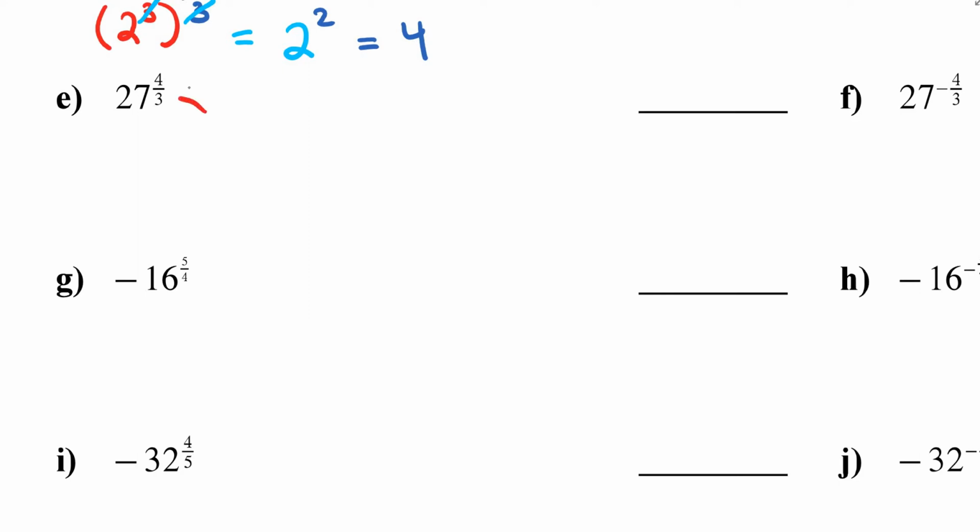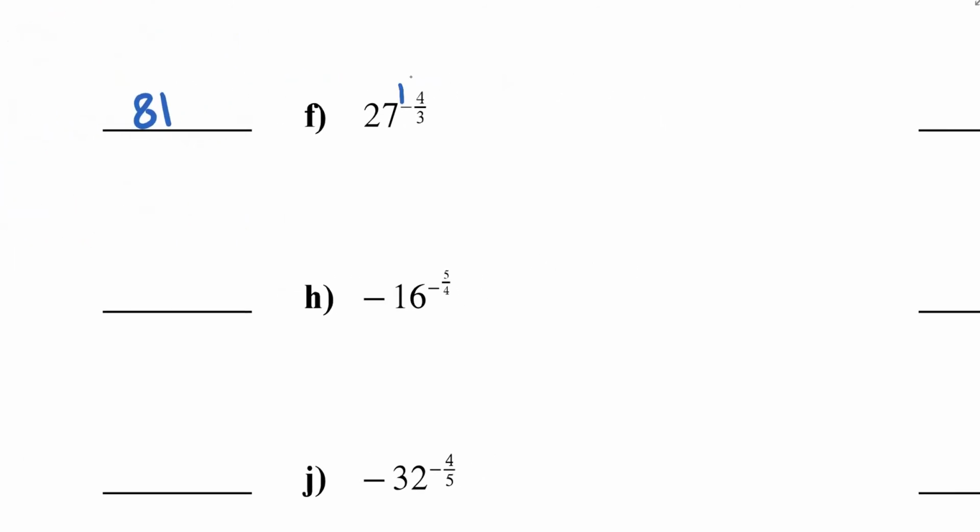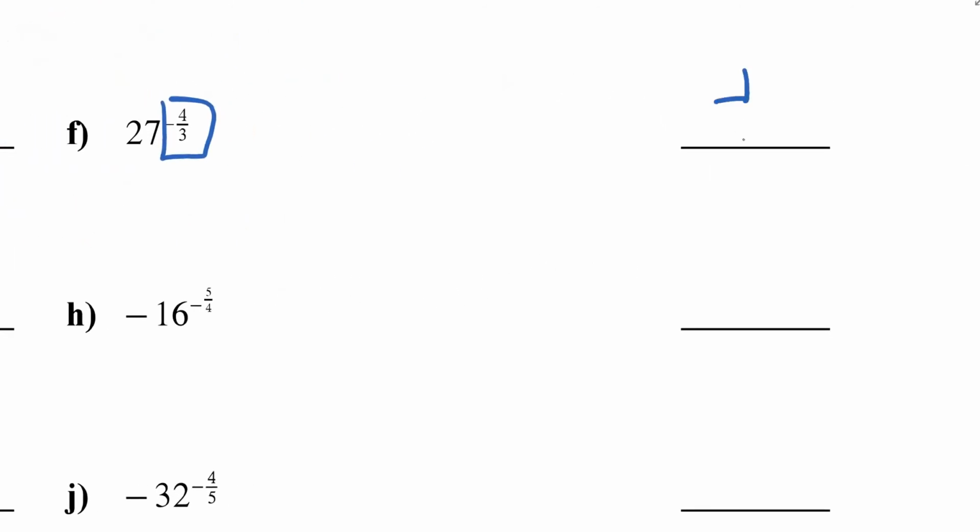Letter E, okay, so there's a 3 there, so what you need to do is take your base and write that as a power of 3. We know that 3 to the power 3 is equal to 27. Knowing that fact, I can write 27 as 3 to the power 3, and then the 4/3 will tag along, and you'll notice that that 3 and that 3 will cancel off, and you're left with 3 to the power 4. Now 3 to the power 4 is just 3 times 3 times 3 times 3, 4 times, and that's going to be 81. So letter E is going to be 81. And if E is 81, then F has the negative power there, so this is going to be 1 over 81.